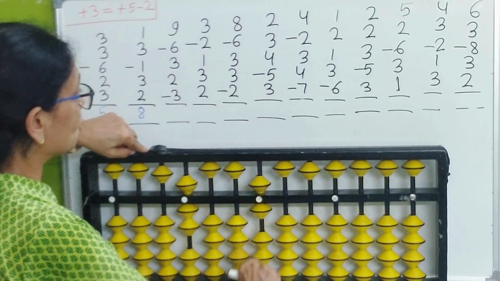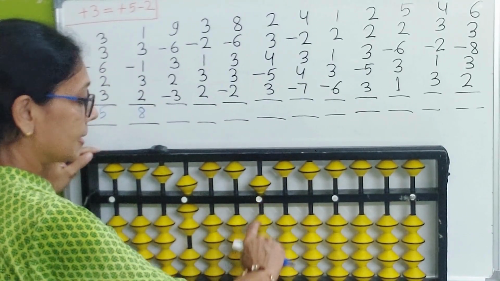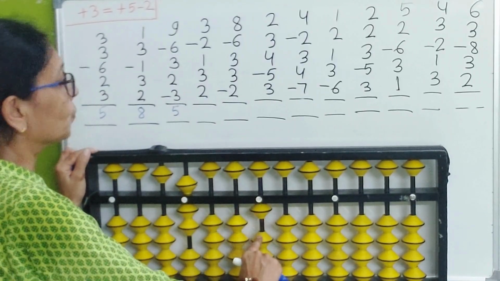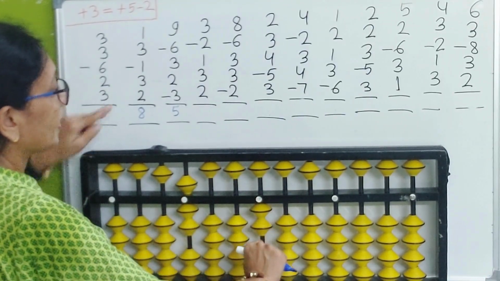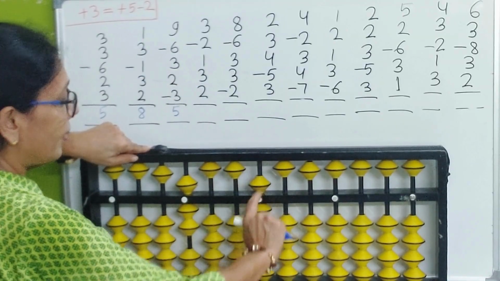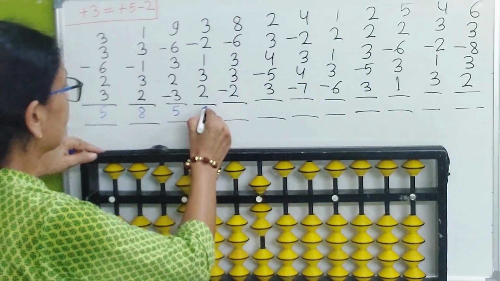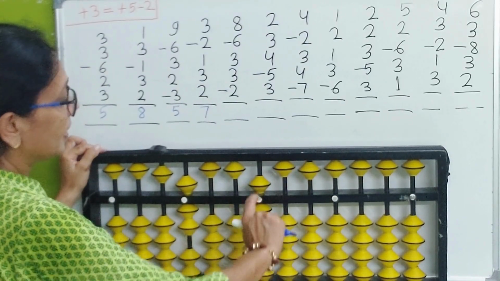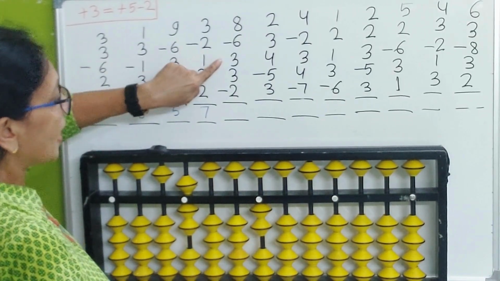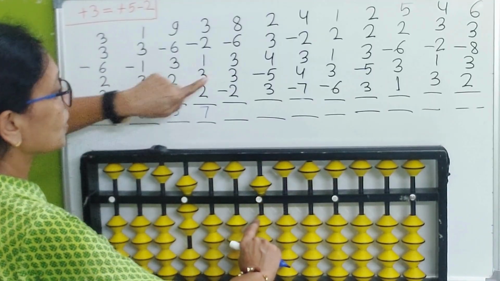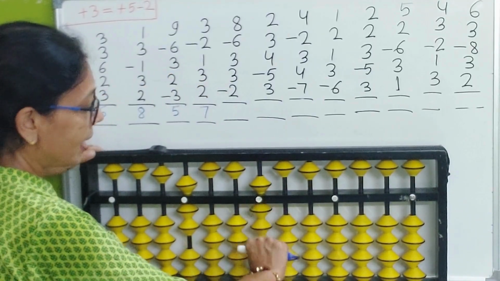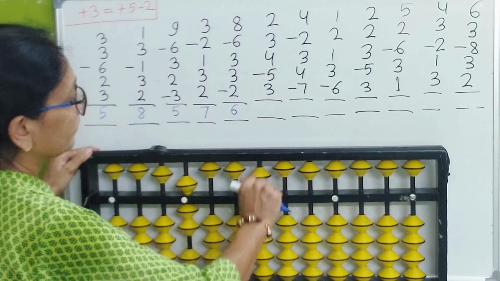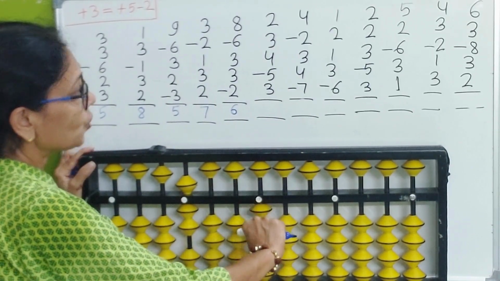Add 3, so add 5 less 2. 2, less 3. This is 5. 3, less 2. 1. Add 3: add 5 less 2. 2. This is 7. Next, 8, less 6. Add 3, so add 5 less 2. Again add 3. You have 3 here, so add this. Less 2. Now this is 6. Next question is 2.